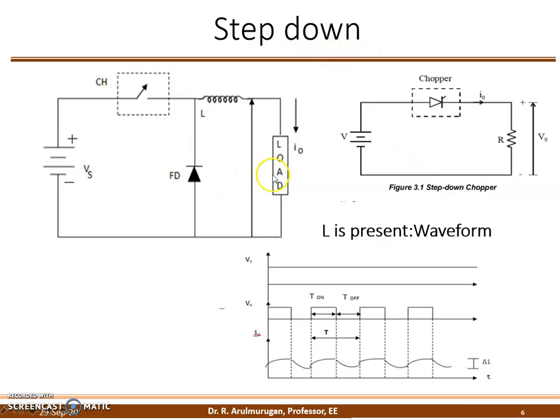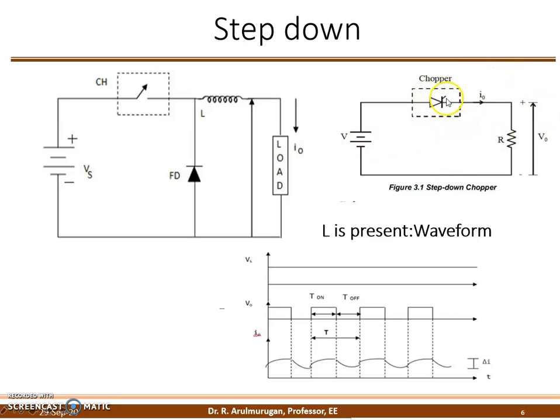There are two circuit diagrams. One has a switch, diode, and inductance. In the other, I have removed the inductance and the diode. So what will happen? What load have I used today? A resistance load. If you are using an RL load, you should use a freewheeling diode. If it is only an R load, you need not use a freewheeling diode; a diode is not needed. So this is very simple.